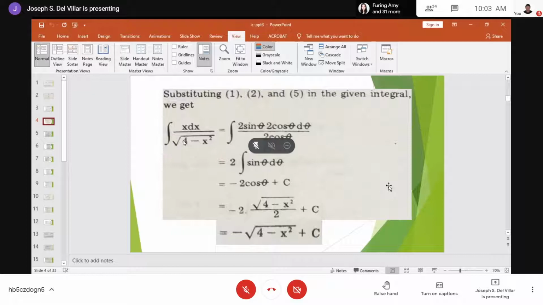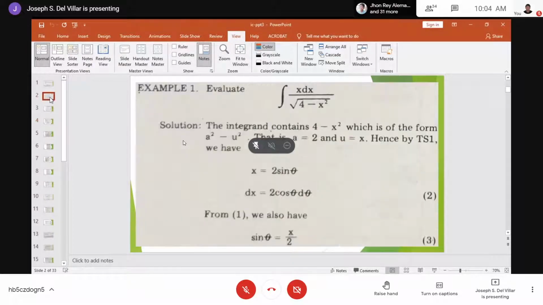Okay? Any question? Substitution was used. The x is 2 sine theta, and the dx is 2 cosine theta d theta. In the representation, we took the differential of both sides. The differential of x is dx, and the differential of 2 sine theta is 2 cosine theta d theta.